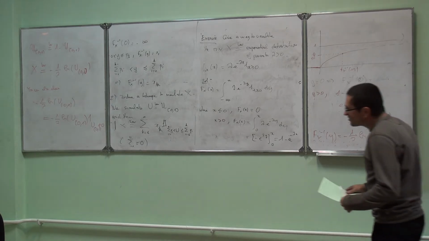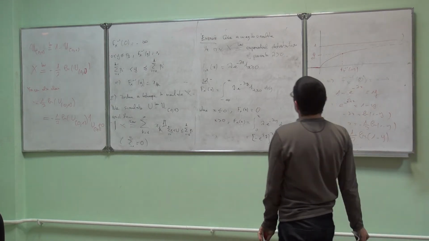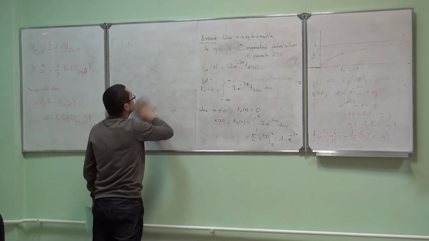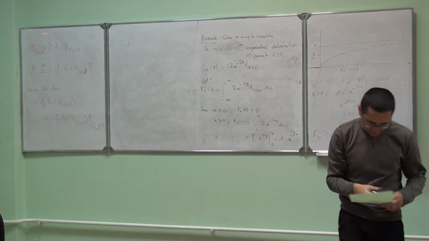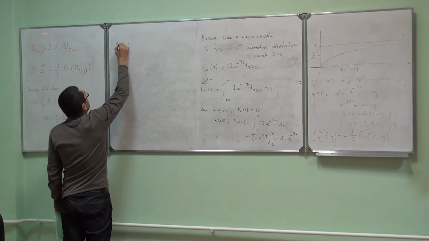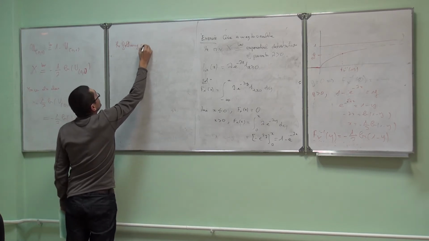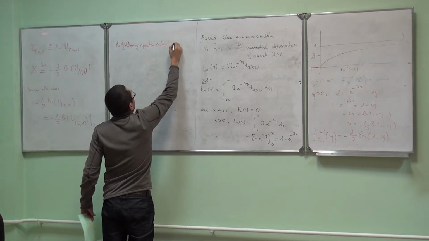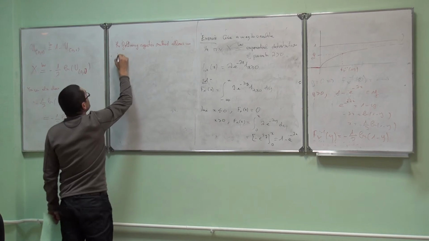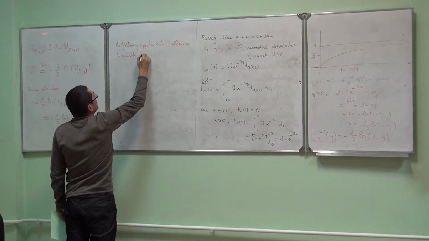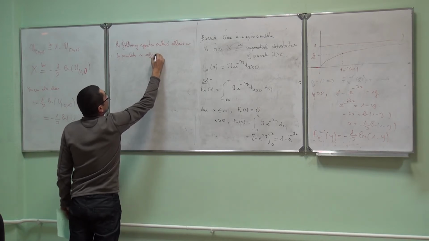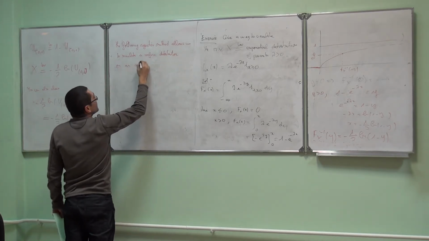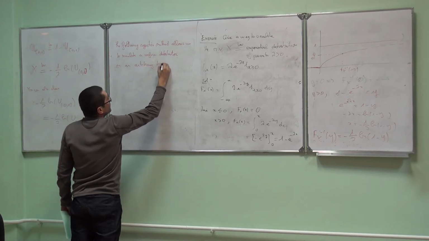So now we're going to talk about the rejection method. In particular, the following rejection method allows us to simulate a uniform distribution on an arbitrary bounded domain.